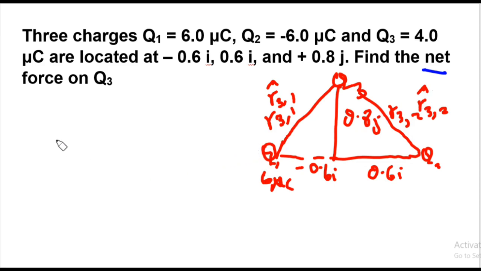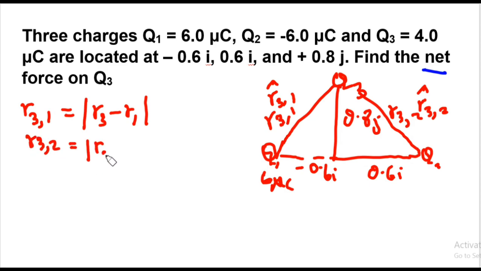So we shall be making use of this now to go further to solve the problem. To find R31, which is the magnitude, we have it as the magnitude of R3 minus R1. Similarly, to find the distance here, R32 will be the magnitude of R3 minus R2. So take note of this. We shall be making use of this to solve this problem before us.